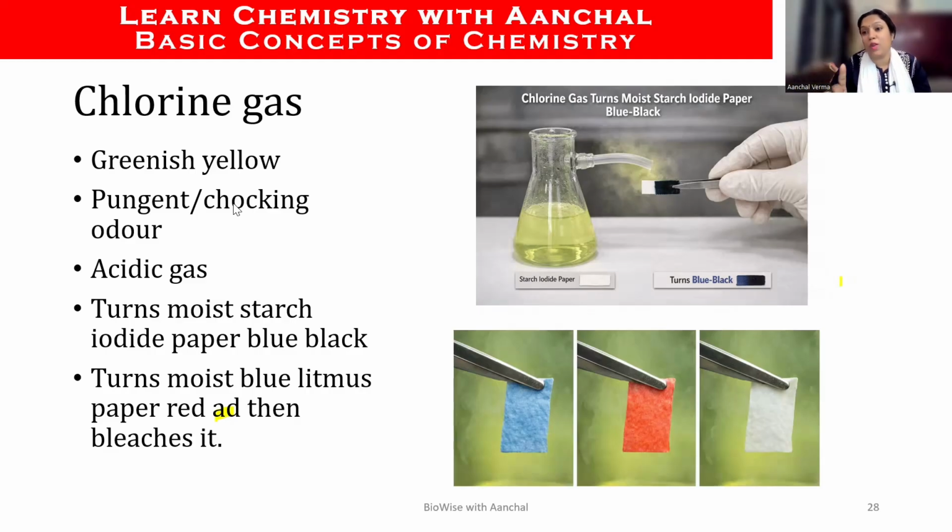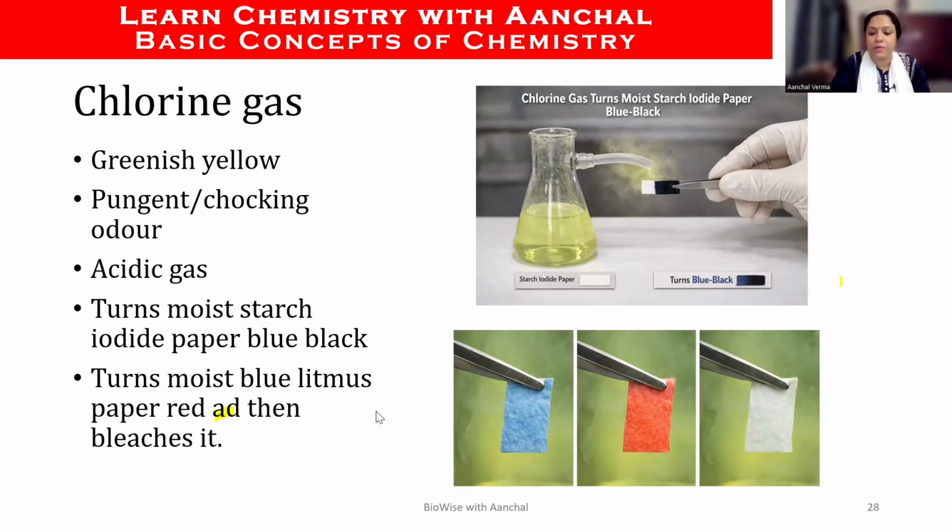Remember, chlorine, greenish yellow gas, turns starch iodide paper blue-black. There it was lead iodide paper, right? Here it is starch iodide paper, which turns blue-black. And with litmus paper, it first turns blue litmus red, showing that it is acidic in nature. After that, it bleaches, showing its effect. That is, chlorine gas bleaches the paper later.